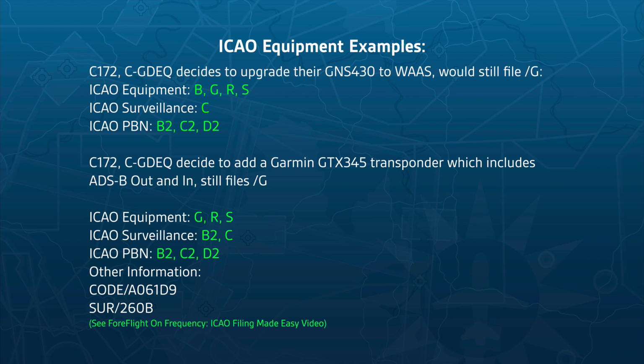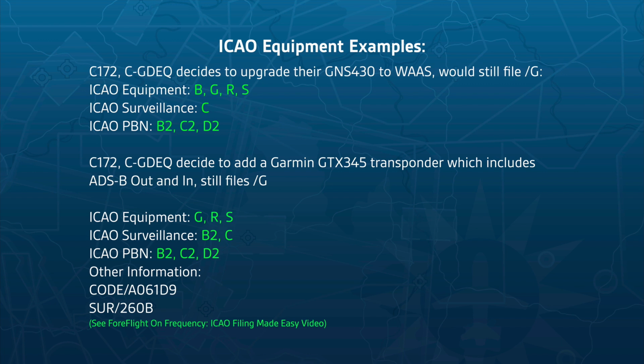Going a little further from that, Delta Quebec now upgrades their 430 to a WAAS capable GPS. And that WAAS capability now translates to us being able to fly LPV approaches. So we would add that Bravo, Golf, Romeo, Sierra into the equipment category. Surveillance would remain the same, and the PBN codes would also remain the same.